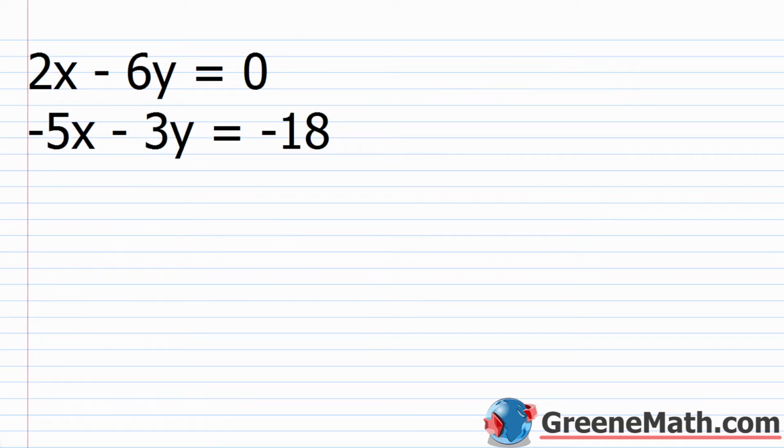All right, for the next one, we're going to look at 2x minus 6y equals 0, and then negative 5x minus 3y equals negative 18. So again, I like to number my equations. This is going to be equation 1. This is going to be equation 2. Now, we want our equations to be in standard form. So ax plus by equals c. This one's in standard form, so is this one. So we're good to go there.